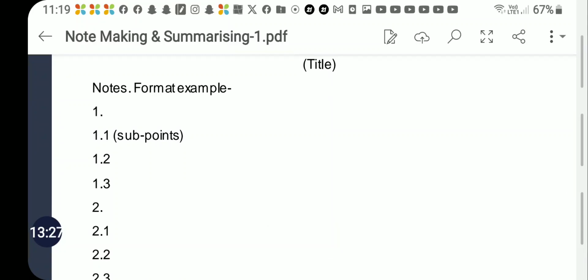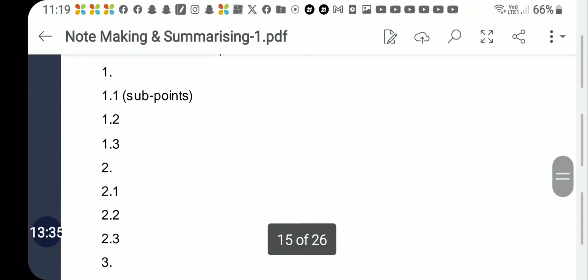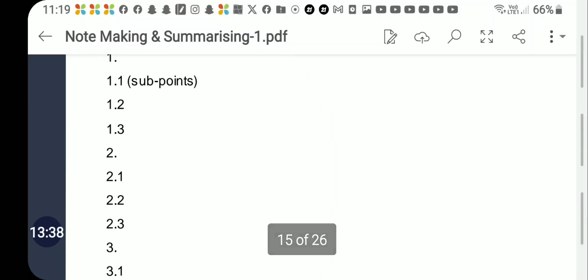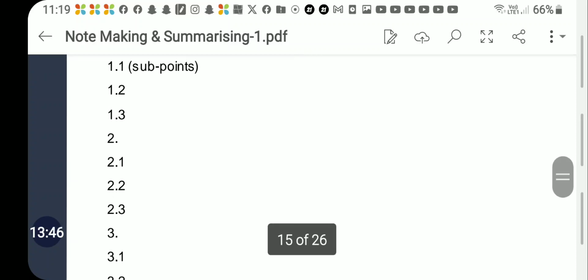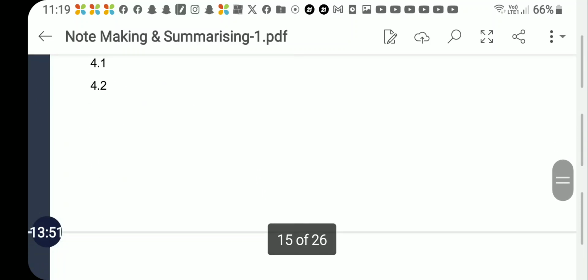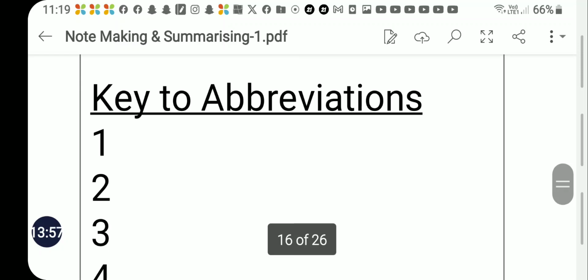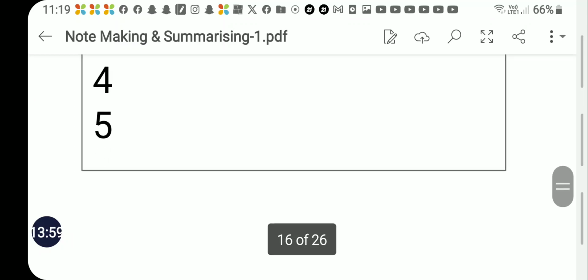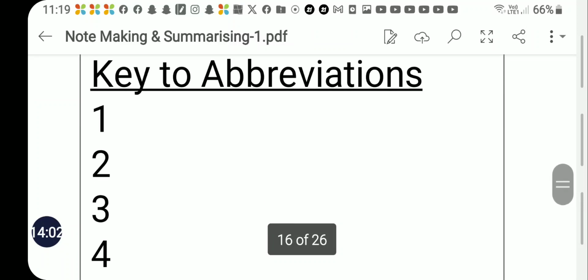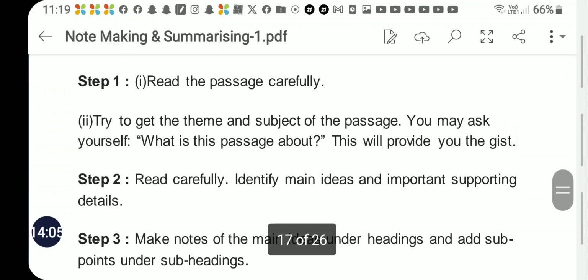Example 1.1 sub points. Here it has been mentioned how sub points have to be written. 1.1, 1.2, 1.3, all these three headings act as sub points. Clear? Then 2 is the main heading, then 2.1, 2.2, 2.3, these are the subheadings, these are the sub points. Then we have key to abbreviations, which is a separate box altogether. Then 1, 2, 3, 4, 5, you'll write the abbreviated word along with the main word. Clear?